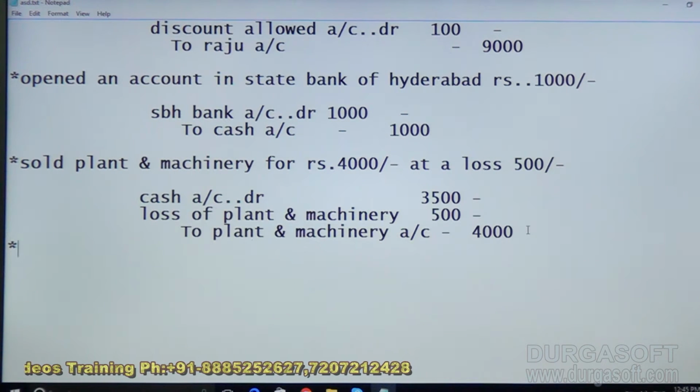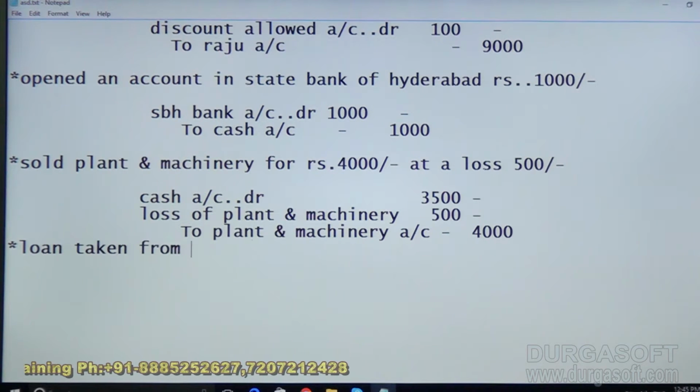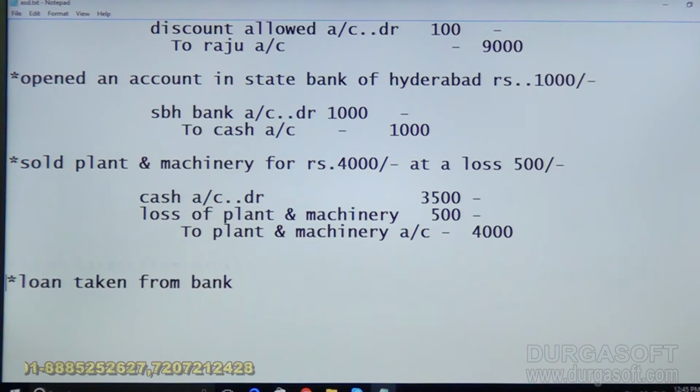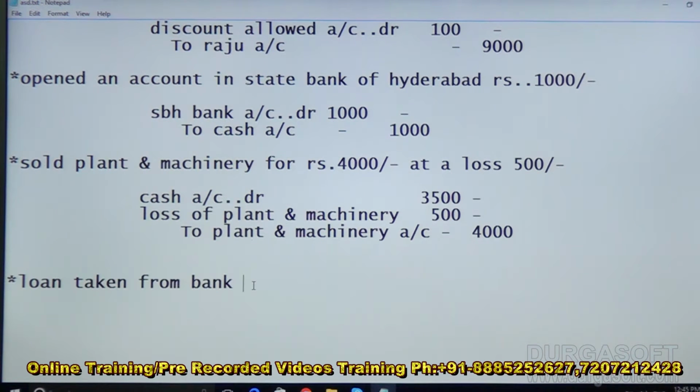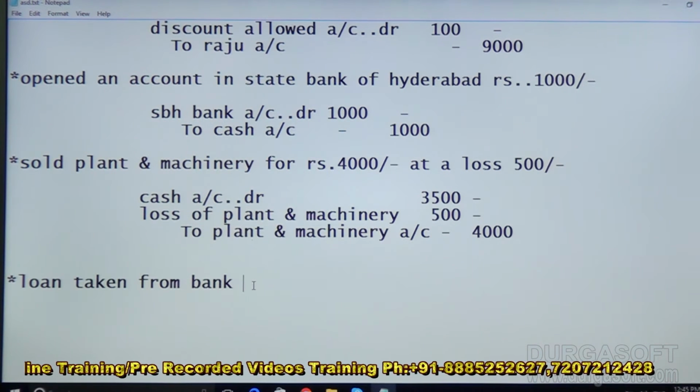If you are writing here, next, loan taken from bank. So what is the entry? Just as I previously mentioned, whenever you are seeing a bank name in your transaction, we should not take the bank, we should take it as cash. Someone may ask cash withdrawn from bank or cash deposited to bank. In that case there is no chance to take both debit and credit as cash, so we can mention it as bank to cash or cash to bank.